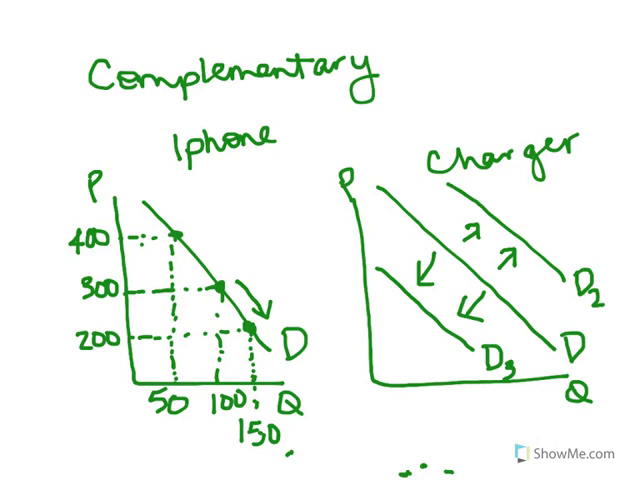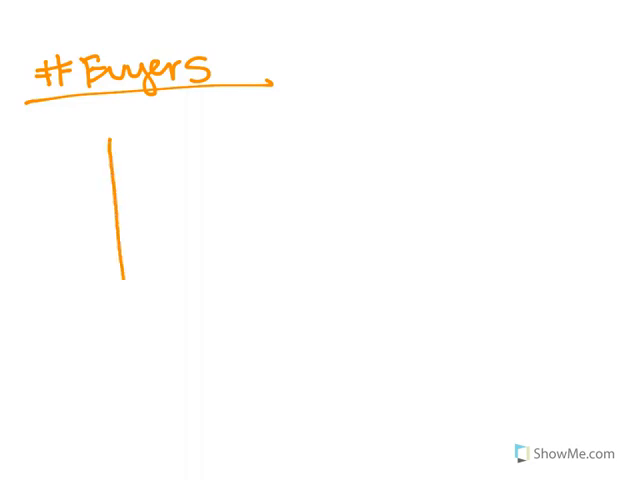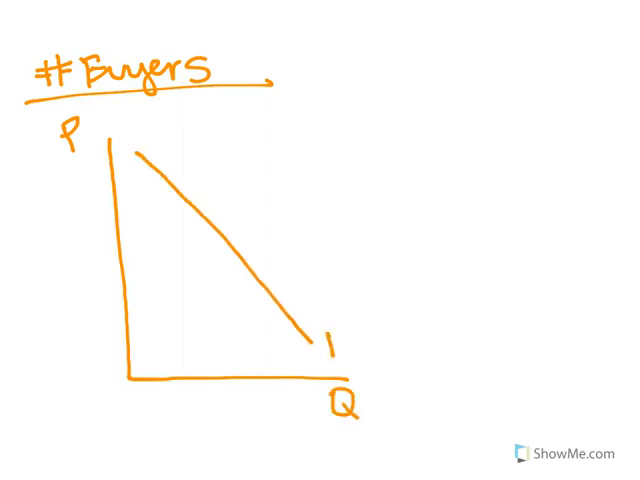And then the last determinant of demand is simply the number of buyers in the market. And this one is fairly easy to understand. As the number of buyers in the market changes, this alters the demand for goods and services. So we start out with a demand curve just like any other good, and we see what happens when the number of buyers changes. So let's say that we're talking about something like the demand for skis here in California.